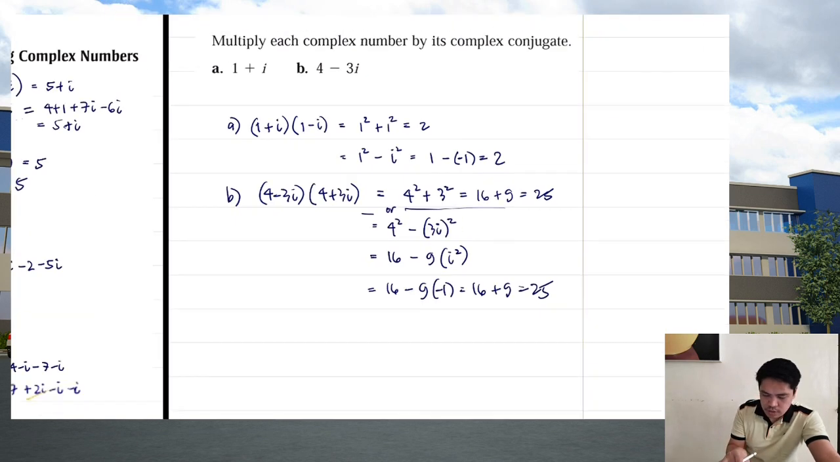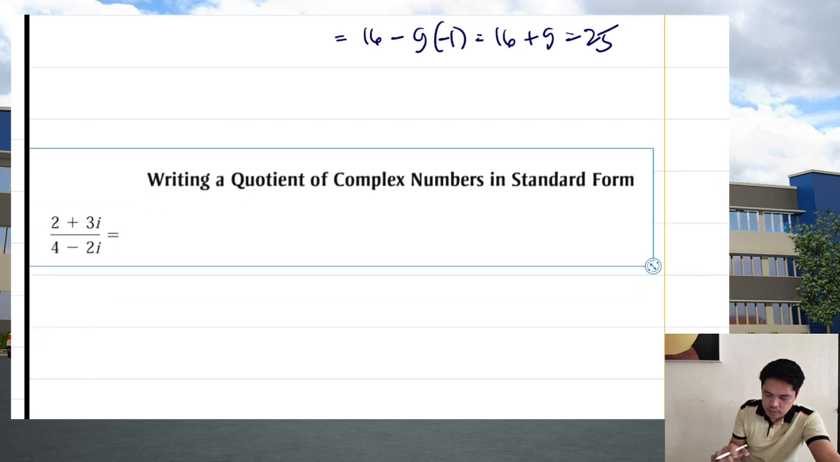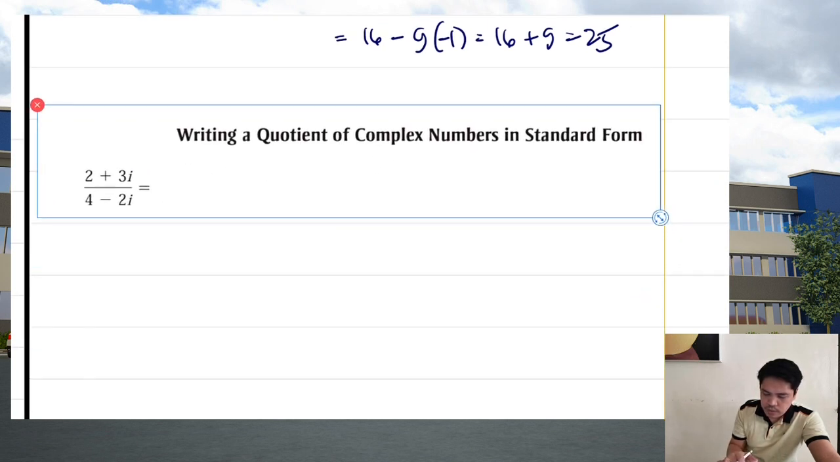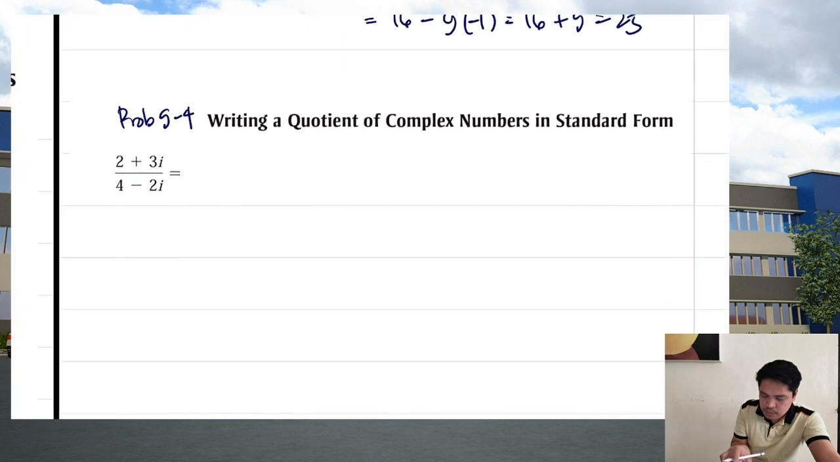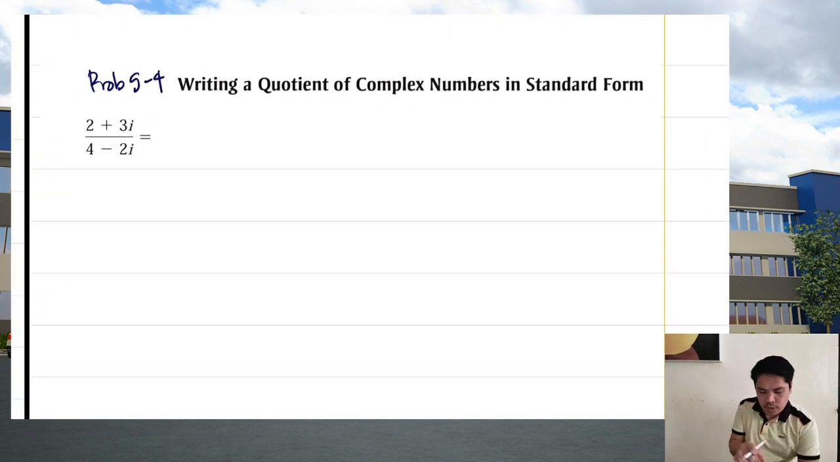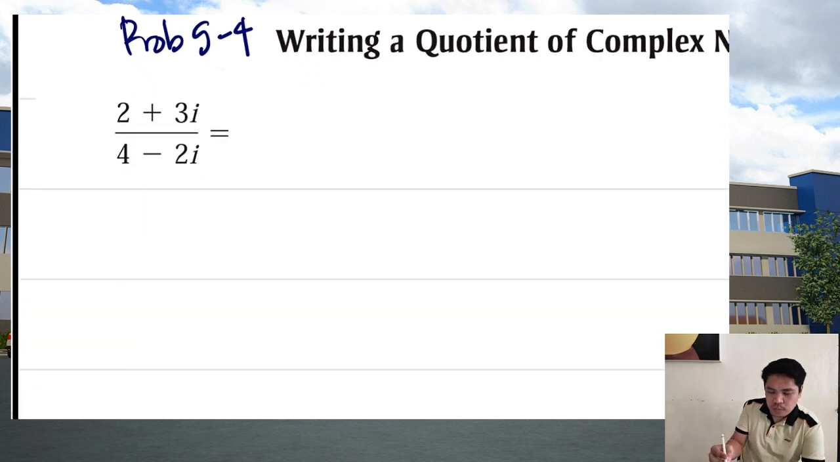Now let's take a look at another one. This is problem 9-4: writing a quotient of complex numbers in standard form. Take a look at this quotient of two complex numbers. We do that by first multiplying the denominator by its complex conjugate. The procedure is just the same as rationalizing the denominator.